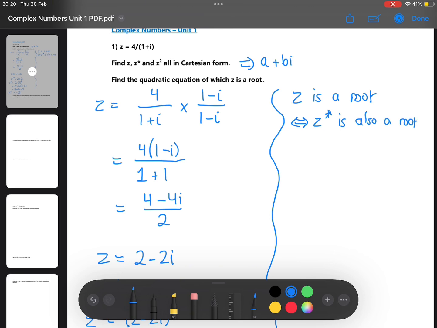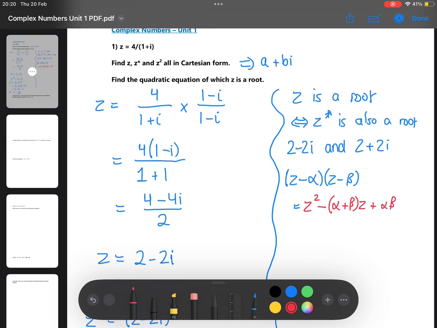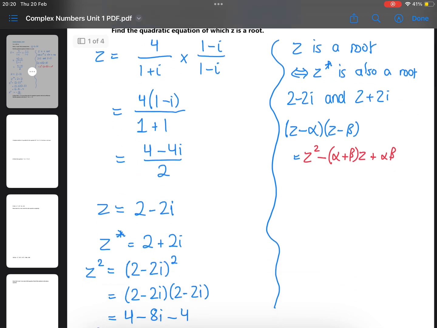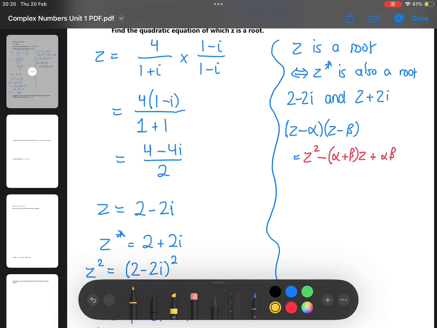And if we know that 2 minus 2i and 2 plus 2i are both roots of the quadratic equation, then we can use the idea that z minus alpha times z minus beta, where those are the roots of the equation, is the same as z squared minus alpha plus beta z plus alpha beta. And again, this is one of the points where you might in general find roots of polynomials, an easier way of doing this, but it's also generally good to know this rule here.